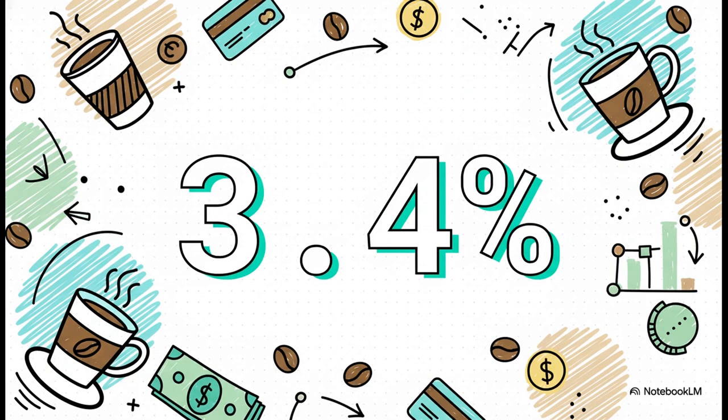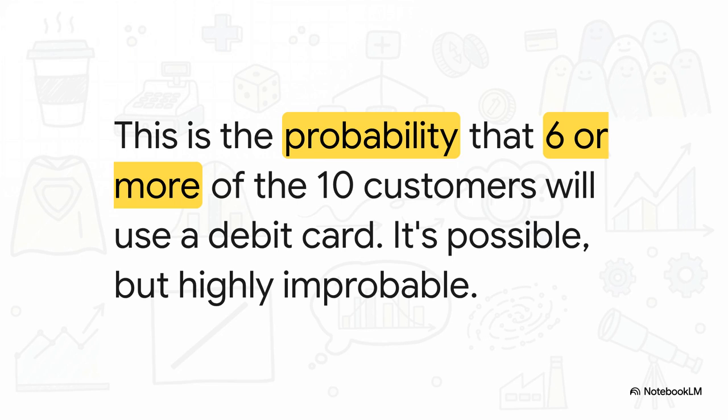But this distribution doesn't just tell us what's most likely. It's also really good at telling us what's unlikely. So check out this number, 3.4%. What's it all about? Well, that tiny 3.4%, that's the chance of seeing 6 or 7 or 8 or 9 or even all 10 customers use a debit card all added together. So is it possible you'll get a huge rush of debit users? Yeah, it's possible. But is it likely? No way. It's highly improbable. And that's the kind of insight that helps a business plan for reality, not just for wild guesses.